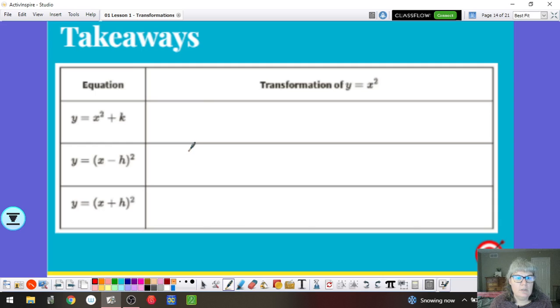So our first function transformation that we looked at was when we added k. So when we added k, the graph shifted up when we were adding. So the graph shifts up when adding, and the graph shifts down when subtracting.